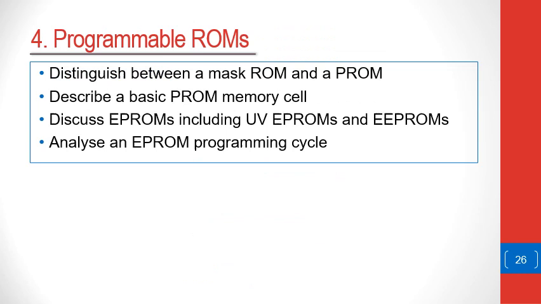The last section of this part, section 4, talks about programmable ROMs. At the end of this section, you should be able to distinguish between mask ROM and programmable ROM, describe the basic programmable memory cell, and be able to discuss EPROMs, including UV EPROMs and EEPROMs, and analyze an EPROM programming cycle as well.